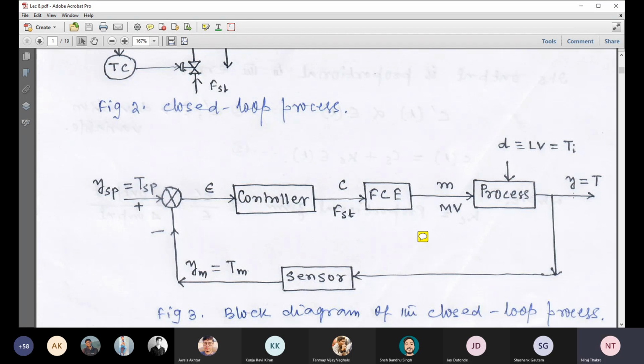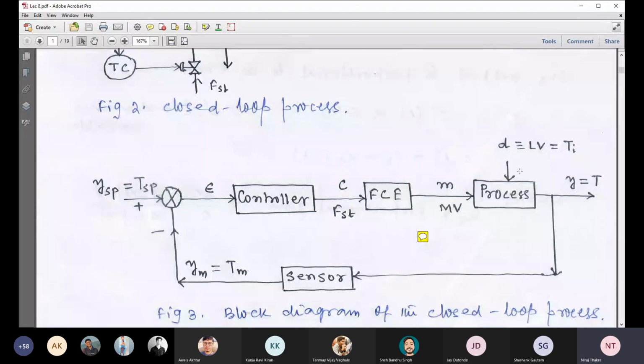Now what is the output of this process? Temperature. So you just include this arrow which is coming out from the process block, and this is basically the temperature. Temperature is the process output. Then what we are doing? We are measuring this temperature. So you draw this measuring sensor and this line. We are first measuring the temperature T, employing one sensor. So you draw this part, measuring sensor, output is Tm, and it is going to the comparator.